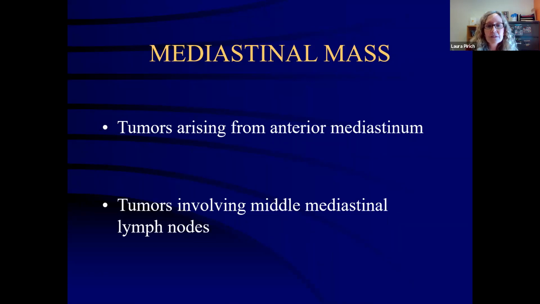So what are the tumors that we see that can cause this issue? Tumors that arise in the anterior mediastinum classically are the tumors that are going to compress the trachea and the SVC, although tumors arising in the middle mediastinum, if they have a lot of adenopathy, can also compress the trachea. So what are the tumors that we think about in pediatrics that are most likely to do this?